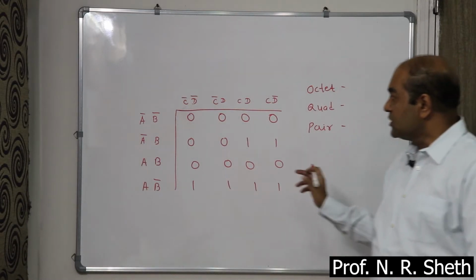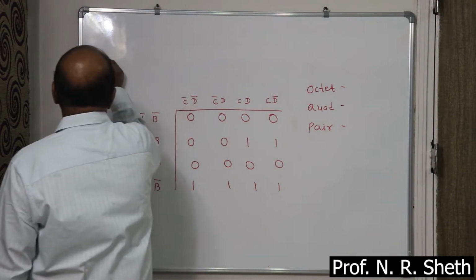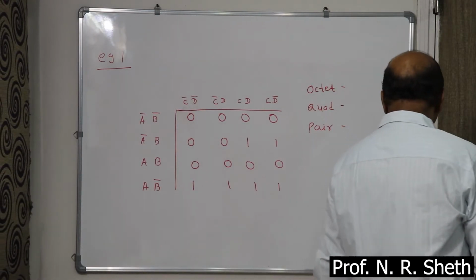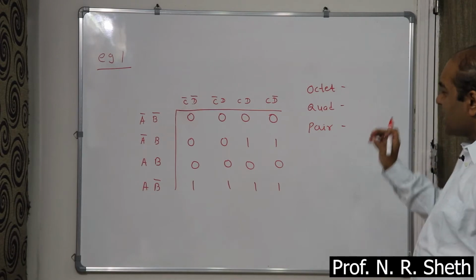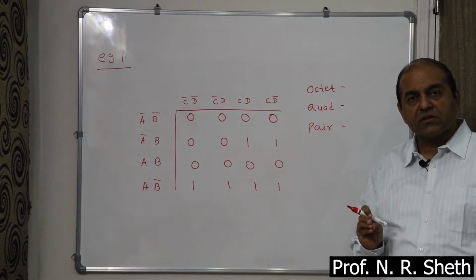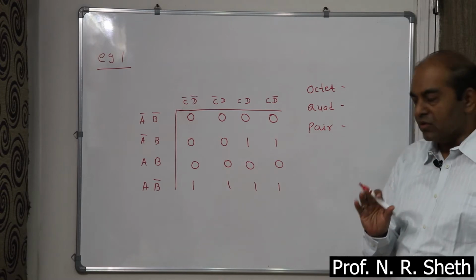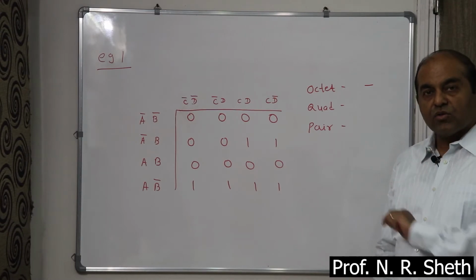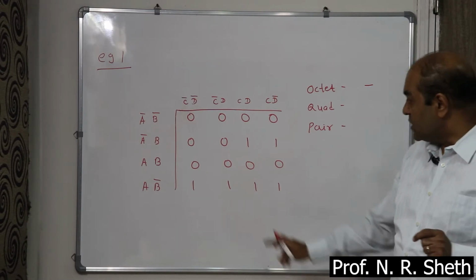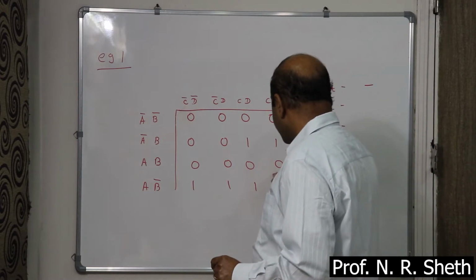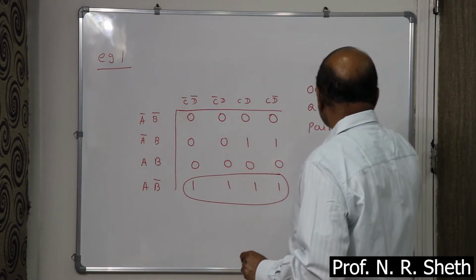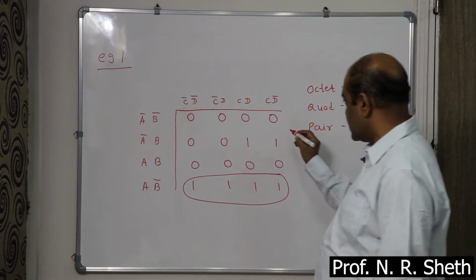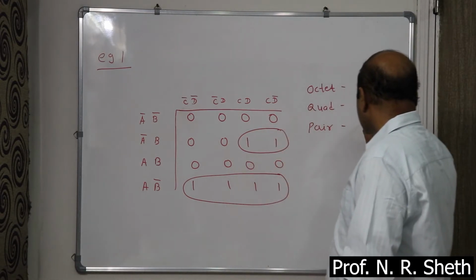Suppose this kind of figure is given. Now carefully observe, is there any group of 8 ones? Answer is no. So dash. Is there any group of 4 ones? Yes. It is horizontal adjacent, so mention 1. Now pair, answer is yes, it is also here.